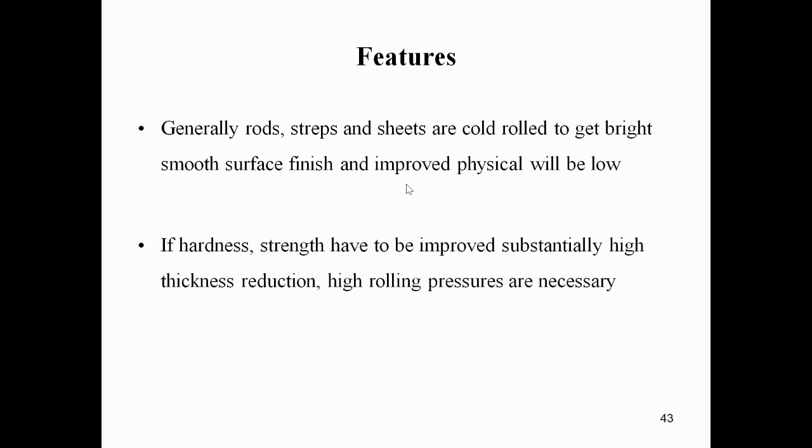Generally, rods, strips, and sheets are cold rolled to get a bright, smooth surface finish, but the physical properties will be low. If hardness and strength have to be improved, substantially high thickness reduction is needed, so high rolling pressures are necessary to improve the hardness and strength.